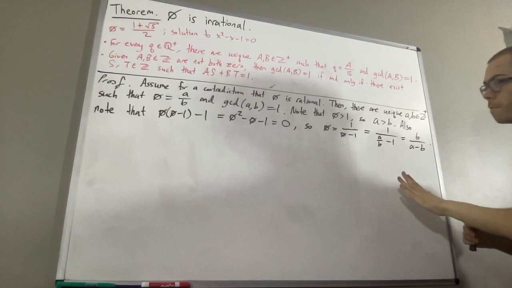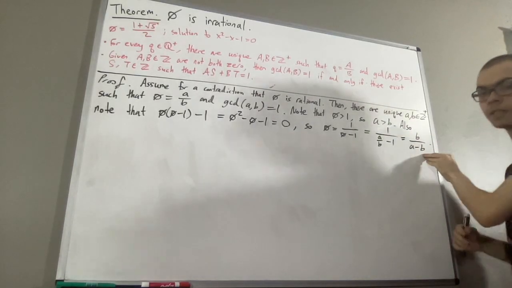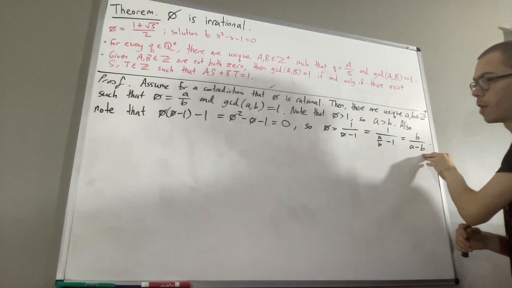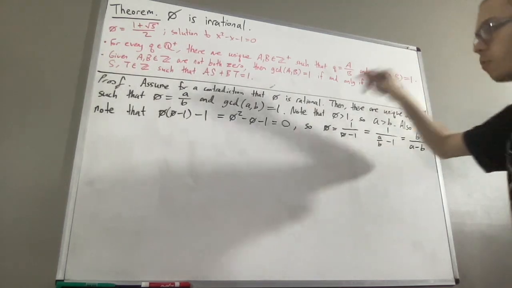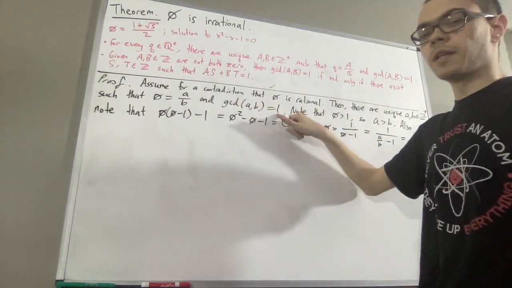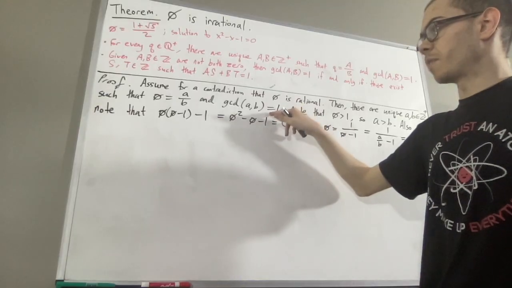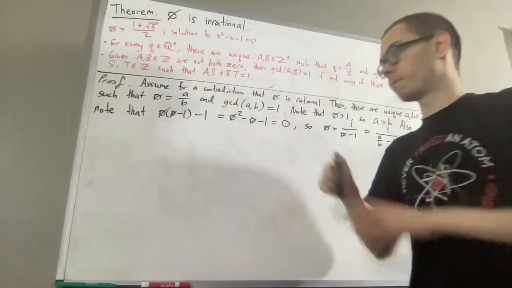Now, the claim is that the greatest common divisor of b and a minus b is equal to 1. And to show that, we're going to be using this result. Since we know that the greatest common divisor of a and b is equal to 1, that means there exists a pair of integers s and t such that as plus bt is equal to 1.